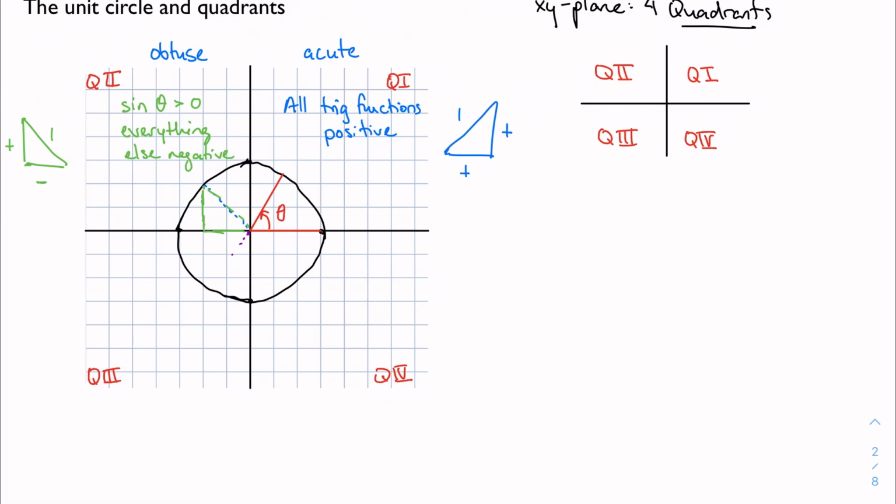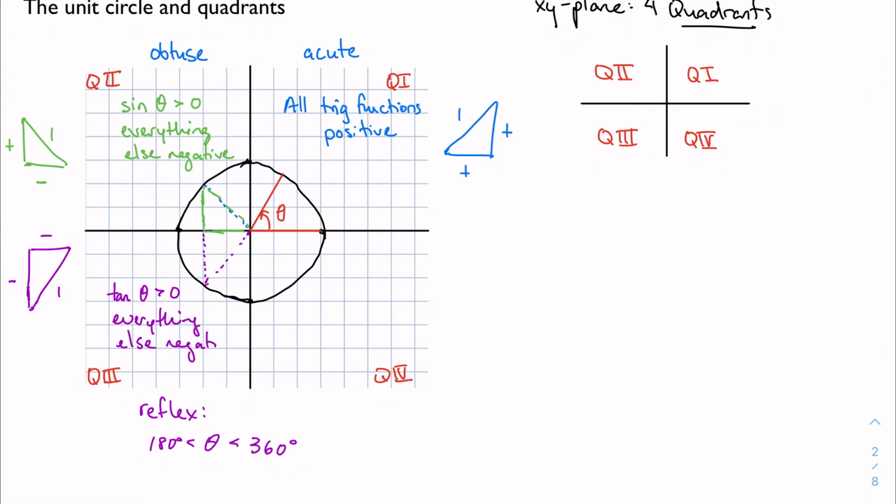Same logic applies down here. If I were to extend an angle out into quadrant 3, which is what we would call a reflex angle, something that is greater than 180 but less than 360, and I think about the triangle that I can make with the x-axis, let's draw it out this way. I have negative length and height and a hypotenuse of 1. So the only function that's going to be positive here is tangent. Everything else, meaning sine and cosine for now, is negative. Opposite over adjacent, negative divided by negative is positive, and so on.